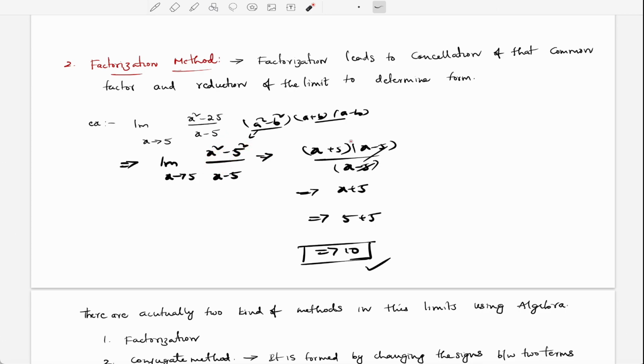We have it in the determined form. I hope you're getting it. So what is factorization? Just research what factorization is and how it is used in machine learning and so on. For now I just want to give a basic idea: it leads to the cancellation of a common factor and a reduction of the limit to a determined form, and we will get our output. Just try out other examples and you will get a good idea about the factorization method.